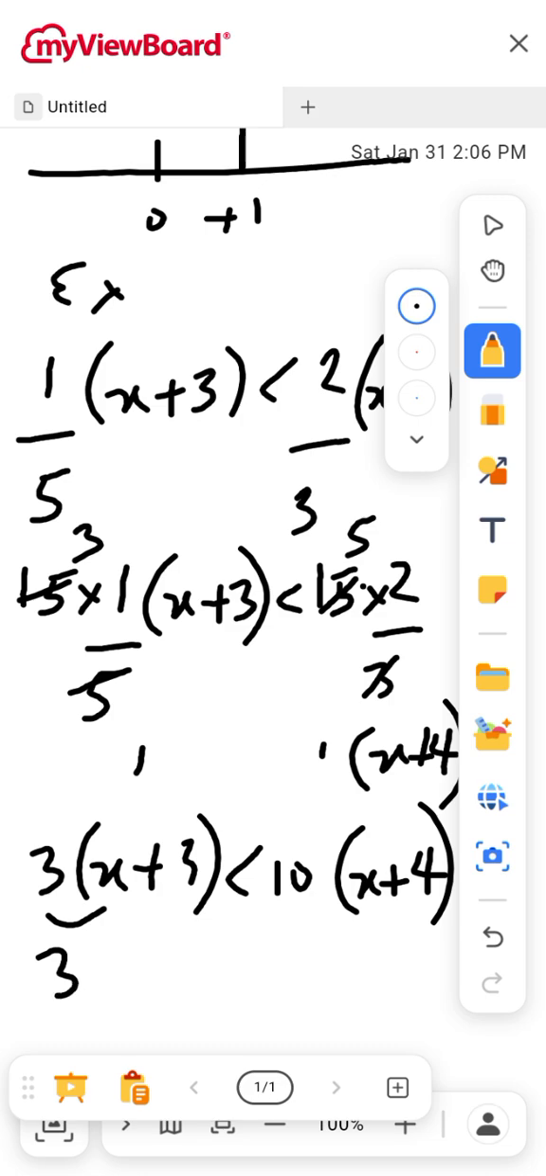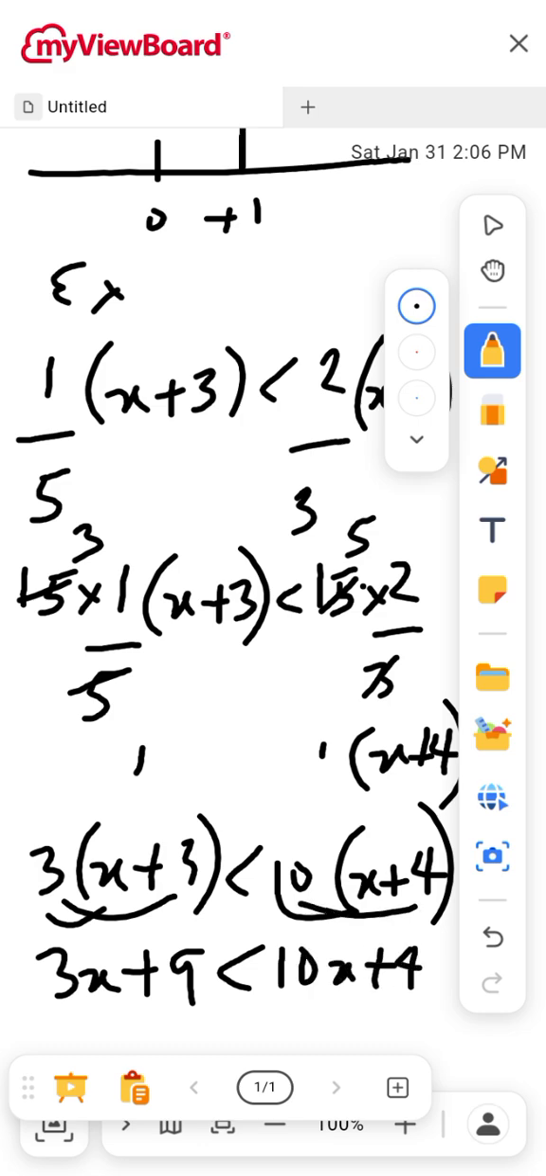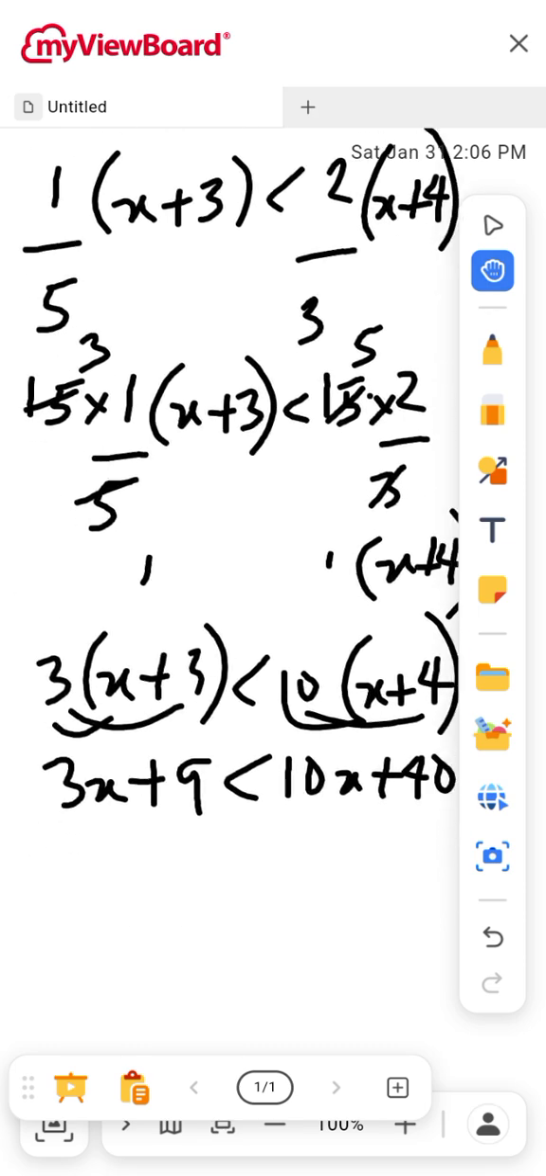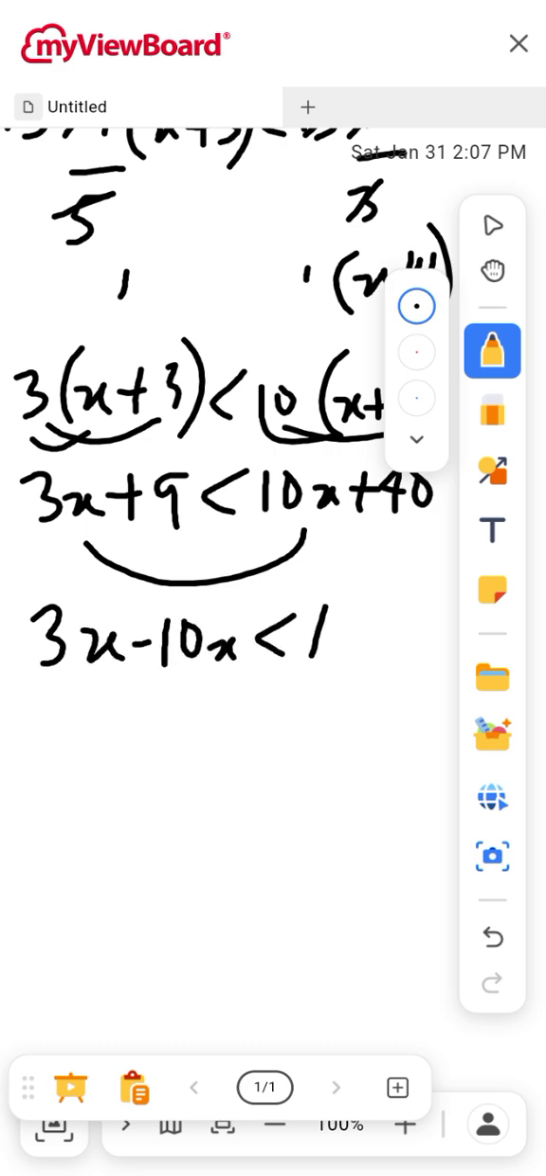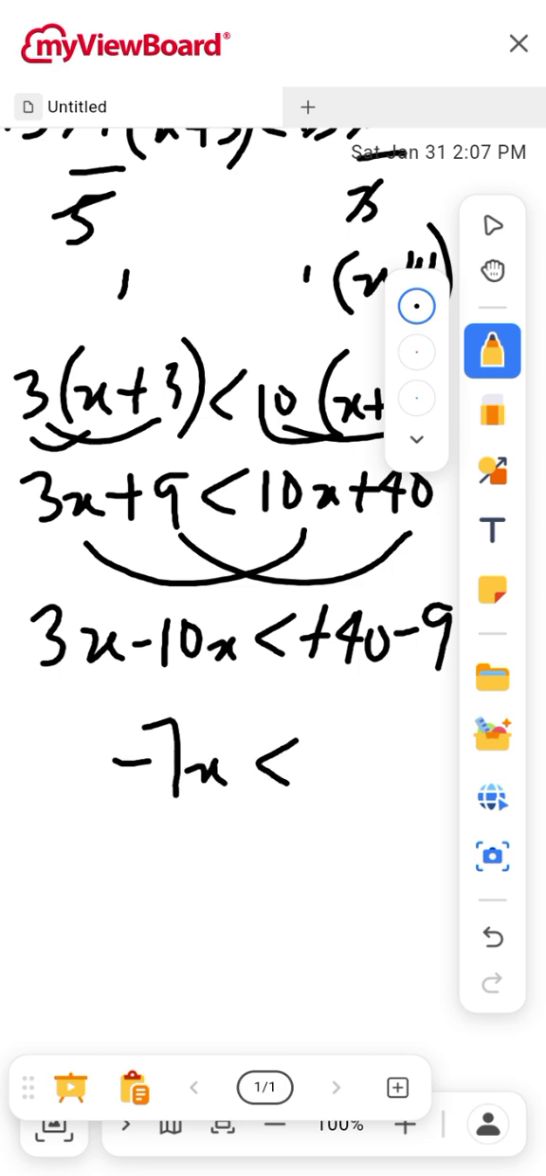Open the bracket. 3 times x, 3x. 3 times 3, 9. Less than 10 times x, that's 10x. 10 times 4, that's 40. You can now collect like terms where possible. Let's bring this. That will be 3x minus 10x less than plus 40. When you bring your 9 here, we have minus 9. 3x minus 10x, that's minus 7x less than plus 40 minus 9, that's plus 31.